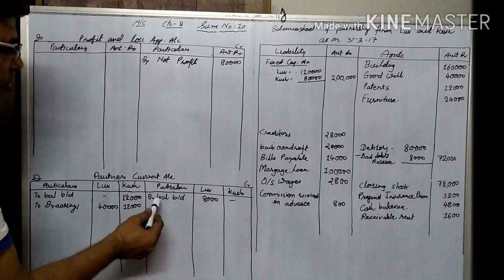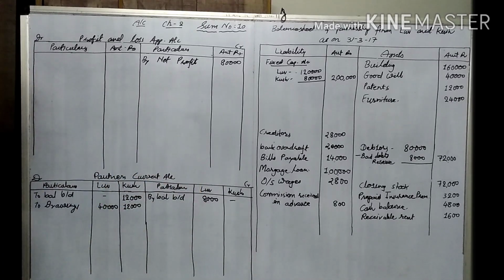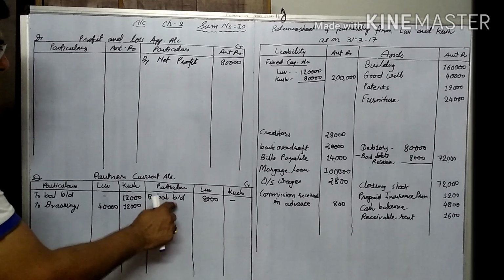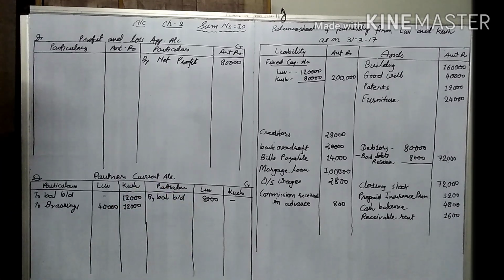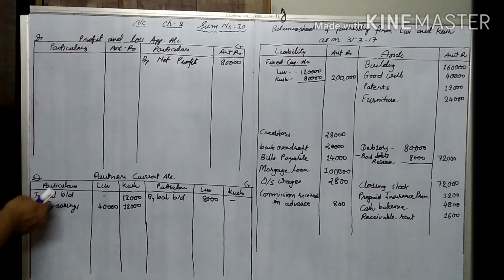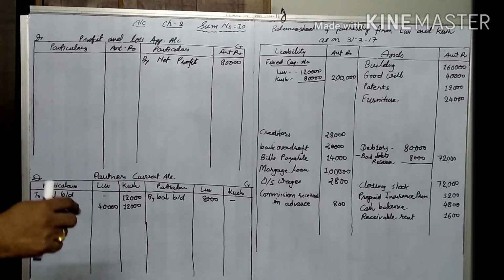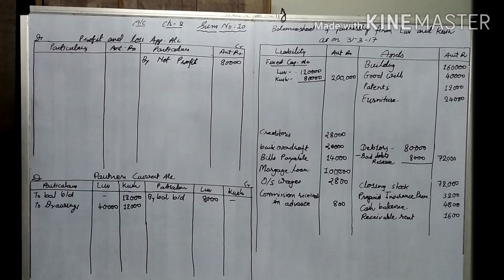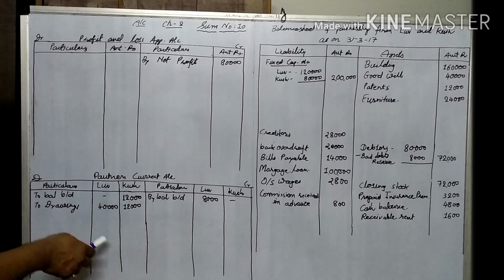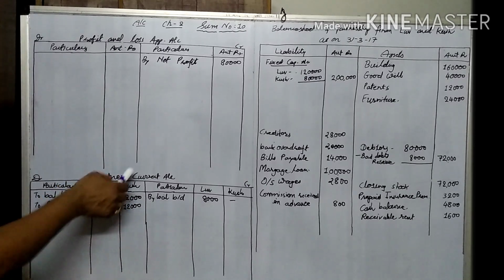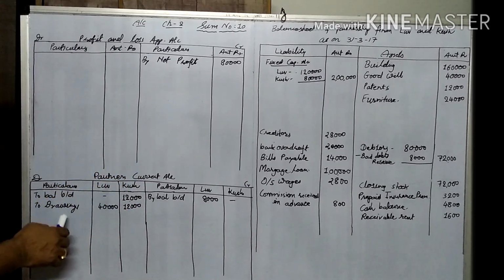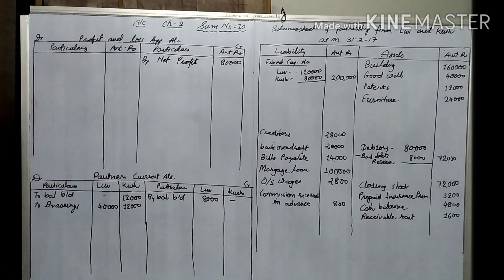Now Love's current account balance is on the credit side, so we write by balance brought down 8,000 on the credit side of Love's account, and Kush has a debit balance, so we write Kush's balance on the debit side. After writing all the current balances, we now have to record the drawings. Drawings of partners Love and Kush are 40,000 and 12,000. So write in the partners' current account on the debit side, by drawings account 40,000 and 12,000.